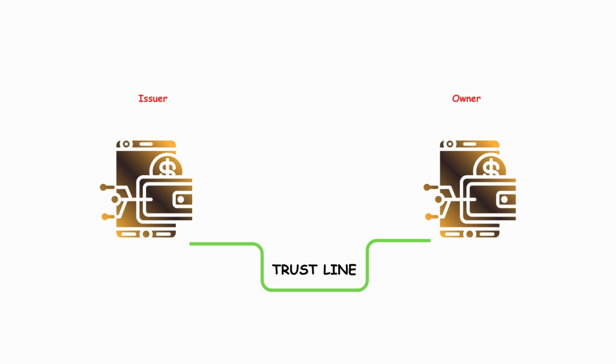After you created the trust line, then you can create that token and then send it to the owner, which is your second wallet. And when you have it in your second wallet, you can do whatever you want with it. You can send it to your friends. You can trade it and let others trade your token with other tokens like XRP.